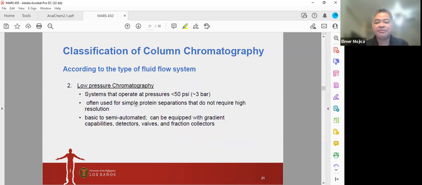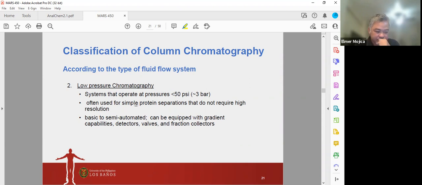Now, the other type of column chromatography classification is the low pressure. Here, you have a system that operates at pressure less than 50 pounds per square inch or 3 bar. It is often used for simple protein purification that does not require high resolution. It can be basic to semi-automated, and you can equip it with gradient capabilities, detector valves, or a fraction collector.